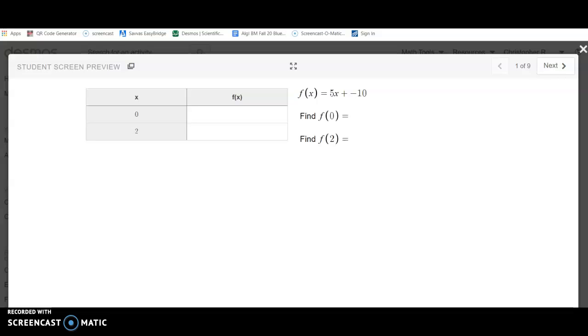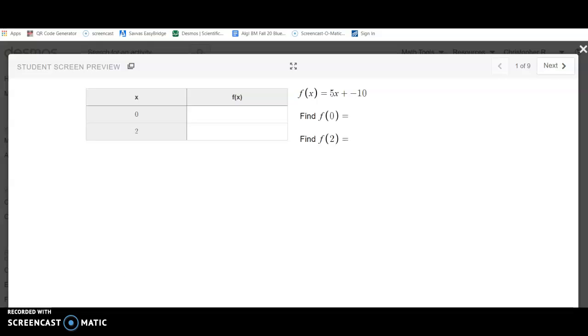Okay, this lecture is about assignment 001B. It's a Desmos activity. You have to have the Desmos calculator to do this assignment. And I'm going to go ahead and do the first slide.